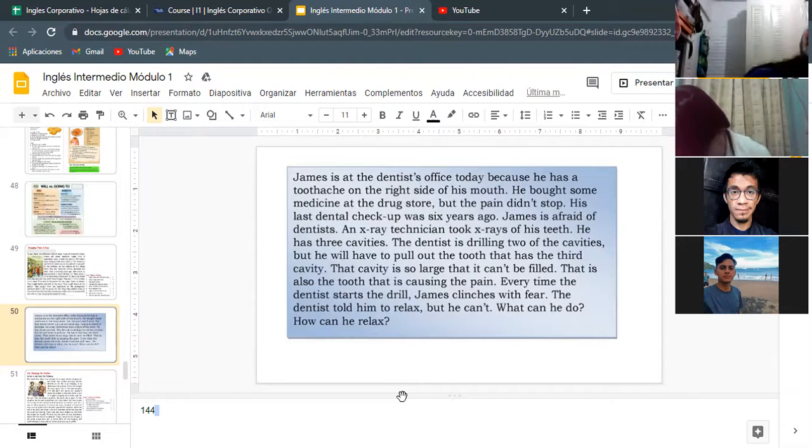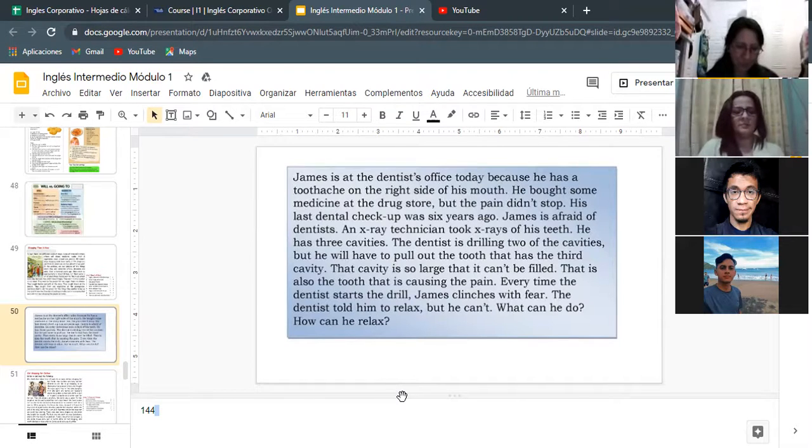He has three cavities. The dentist is drilling two of the cavities, but he will have to pull out the tooth that has the third cavity. That cavity is so large that it can't be filled. That is also the tooth that is causing the pain. Every time the dentist starts the drill, James clenches with fear. The dentist told him to relax, but he can't. What can he do? How can he relax?